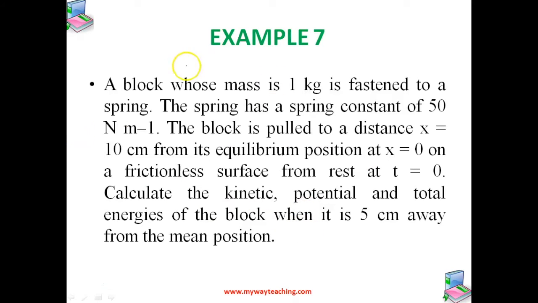In this part, let us see another simple example. Example 7. A block whose mass is 1 kg is fastened to a spring. The spring has a spring constant of 50 Newton per meter. The block is pulled to a distance x equal to 10 cm from its equilibrium position at x equal to 0 on a frictionless surface, from rest at t equal to 0. Calculate the kinetic, potential and total energies of the block when it is 5 cm away from the mean position.